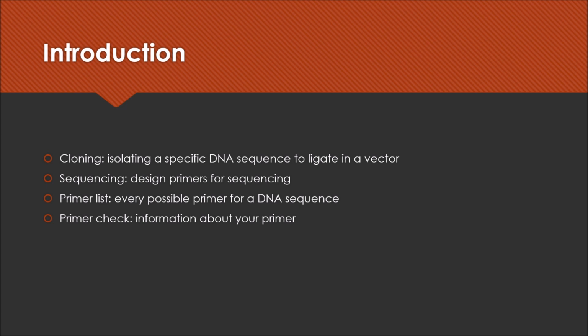Another task we can do is sequencing. Here we design primers for sequencing, and sequencing is to determine the exact sequence of a DNA sample. We also have the task primer list. When you enter a DNA sequence, this will give every possible primer that can be used for that DNA sequence. And we also have primer check, and in that case it will give information about our primer, like the length, the GC content, and so on.